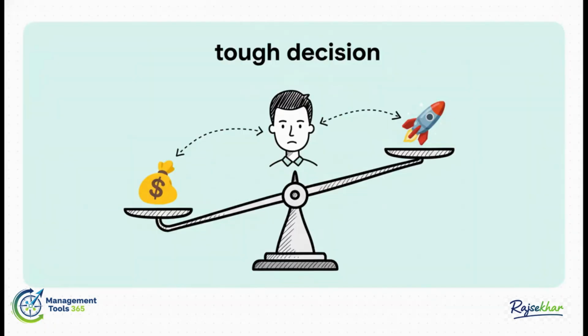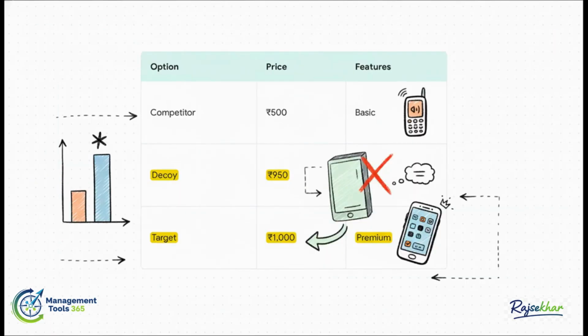So let's imagine this scenario. You have two options, a basic one for 500 rupees and a premium one for 1,000. For a lot of people, that 500 rupee gap feels pretty big. It's a tough call between saving money and getting more features. But now, watch what happens when we slide in the decoy. It's priced at 950, almost as much as the target, but it only has the basic features.